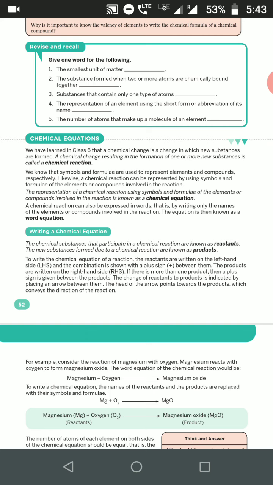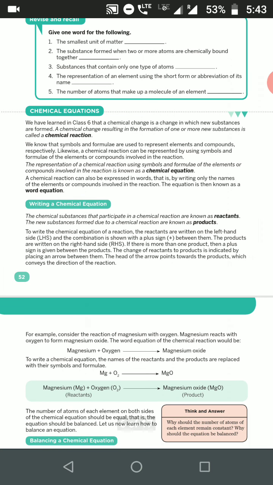A chemical equation can also be expressed in words by writing the names of the elements or compounds. This kind of equation is called a word equation. If you write the names in the chemical equation, that is called a word equation, and if you write the chemical formulas, that is symbolic representation. For writing a chemical equation, we have reactants and products.